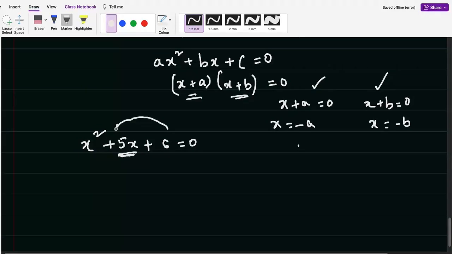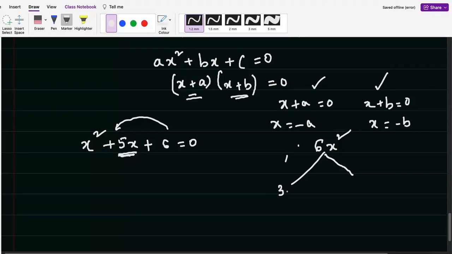What is the first and third term? If you multiply both, you should get 6x square. Understand? So now you need to split 5x in such a way that if you multiply those two terms, you should get 6x square. So here what I'll do, it's very simple.